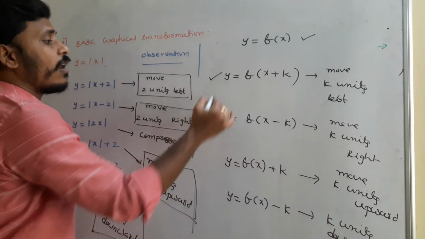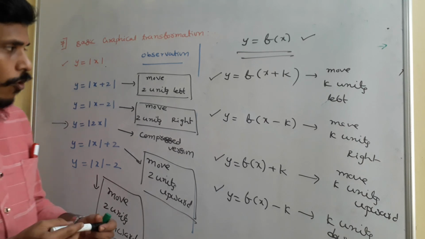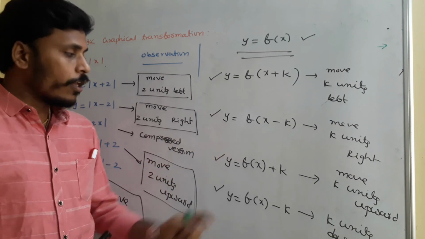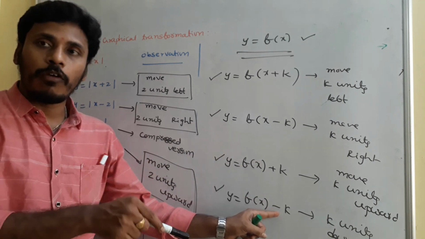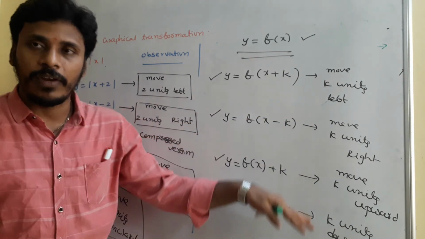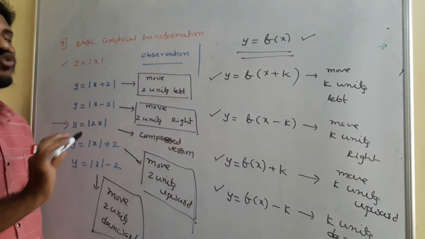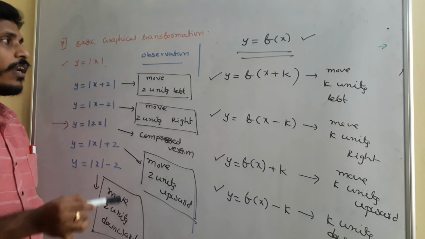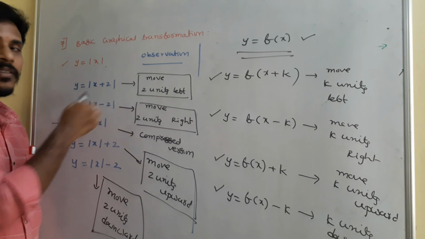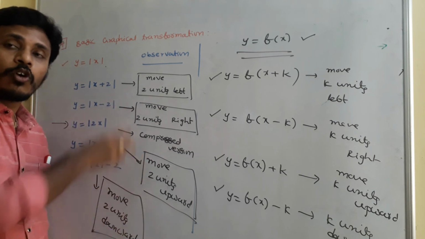These are the general observations by taking any graph. You take any graph y is equal to f of x, and if you take plus k or minus k inside, you need to move left and right. If you add plus k and minus k outside of that function, you need to move up and down. These are the basic graphical transformations. To identify this, we just took an example y is equal to mod x. If you have one graph like this mod x, then in fact we have all these graphs. One graph is enough to observe the graphs of all these functions.